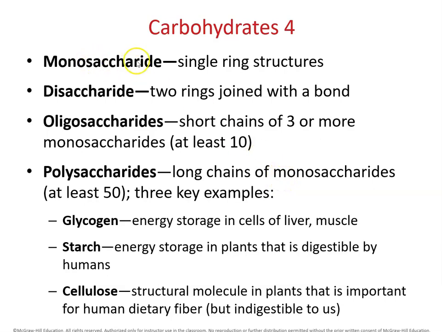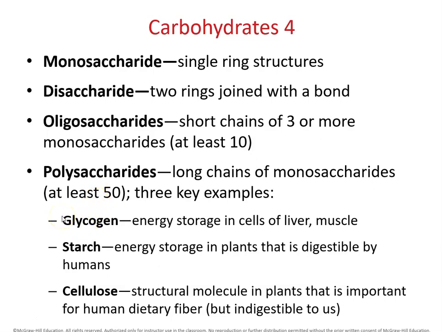All right, so monosaccharide, single ring structure. Disaccharide, two rings. We just looked at that. And oligosaccharide, oligo means a few, is three or more monosaccharides. Some people define it as at least 10 monosaccharides. A little bit of disagreement in definition on that one between sources. And then when we have big molecules, they're polysaccharides or many sugars. So generally they have at least 10 of those ring structures to make them up.